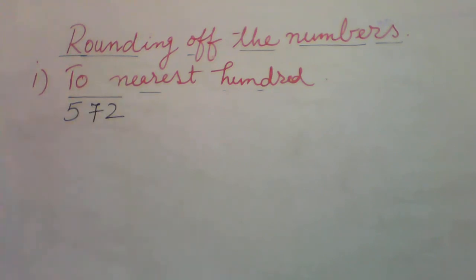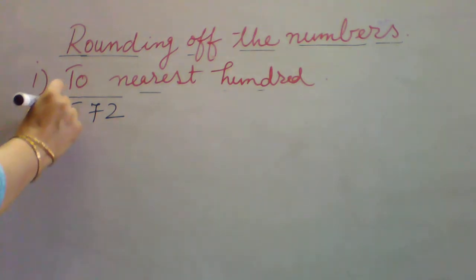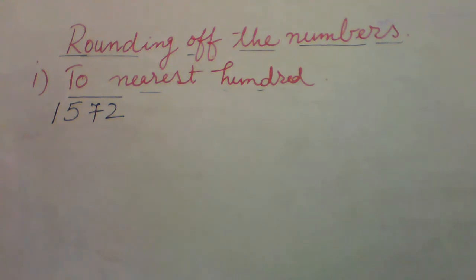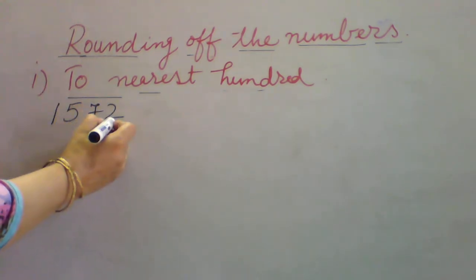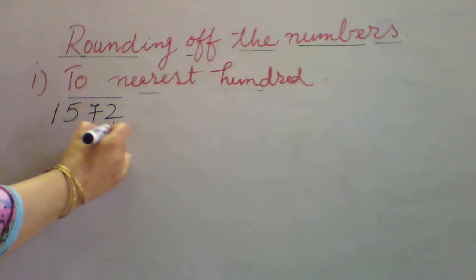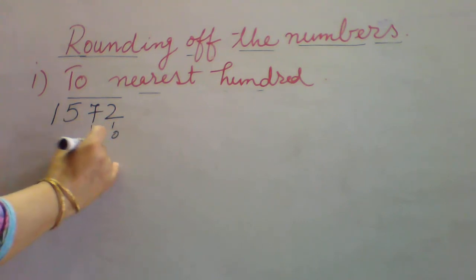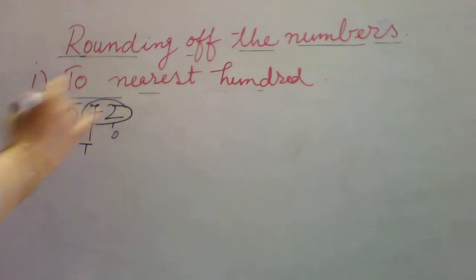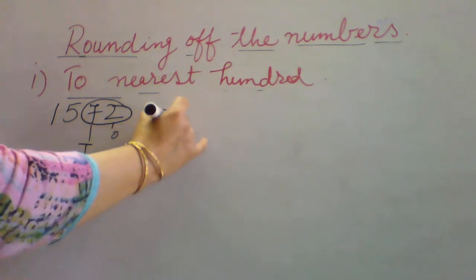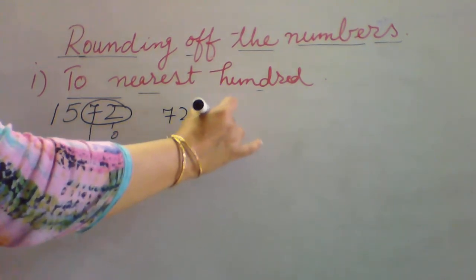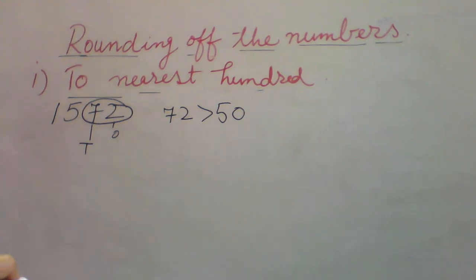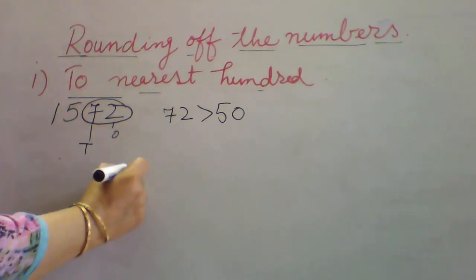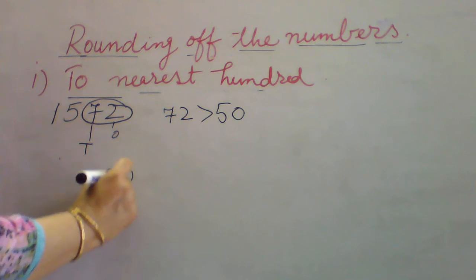572, or suppose I am taking it as 1572. If we have to round off this number to the nearest 100, we will check the number formed by the digits present at the ones place and tens place. The number formed by these two digits is 72, and 72 is greater than 50. When 72 is greater than 50, in place of 7 and 2, we will write 2 zeros.